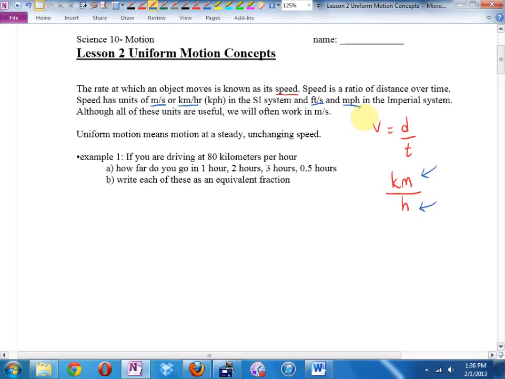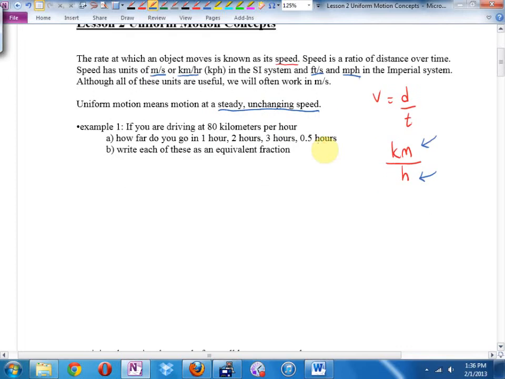So I said uniform motion means motion at a steady, unchanging speed. Let's start off with stuff that you know because you've been in the front or back seat of cars. If you're traveling at 80 kilometers per hour, how far do you go in 1 hour? What's your distance? 80. How far do you go in 2 hours? What's your distance?